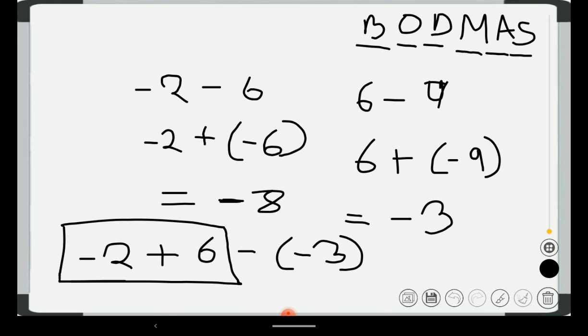Let's do it. Minus 2 plus 6 gives 4 and the sign is positive. Then 4 minus of minus 3, which you get by taking the additive inverse, 4 plus 3, which gives 7. Okay.